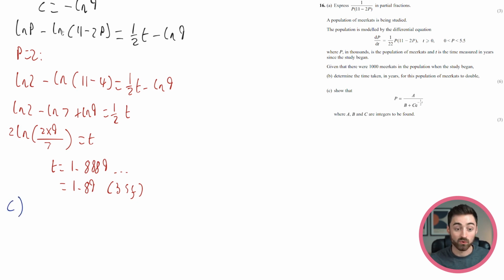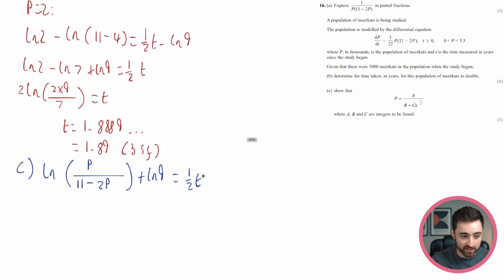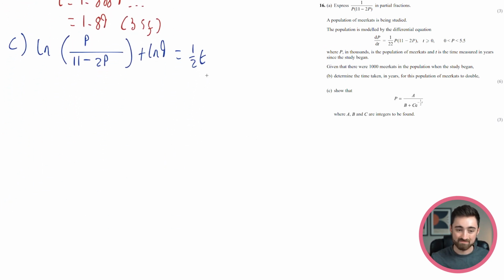Essentially, I just want to rearrange this for p. So first thing I'm going to do is put these logs together on the left-hand side. So this is ln of p over 11 minus 2p. I'm also going to add this ln of 9. So this is going to be plus ln of 9 equals a half t. So I want to get rid of these logs. Okay, maths time. Let's get these logs together first of all. I can't get rid of the logs now. I just want a single log on the left-hand side. So again, I'm going to multiply these things to get ln of 9p over 11 minus 2p is equal to a half t.